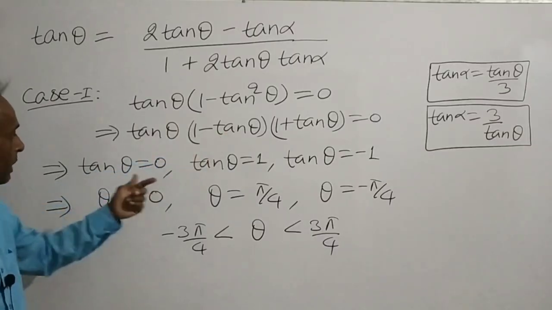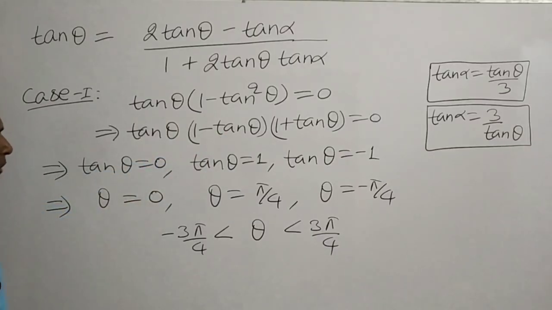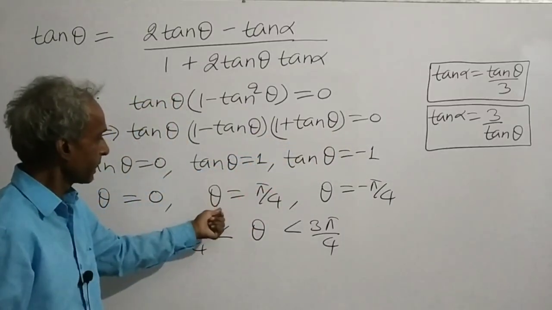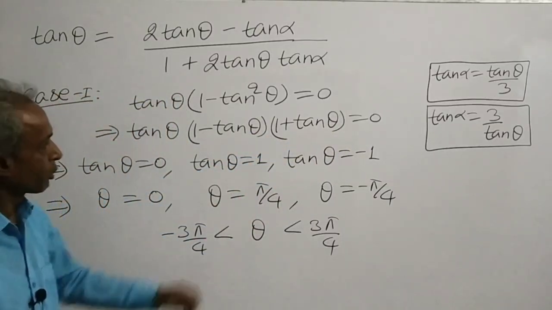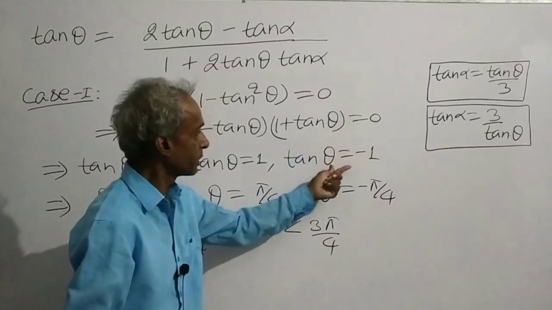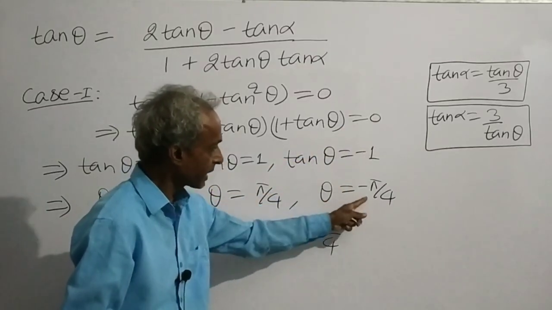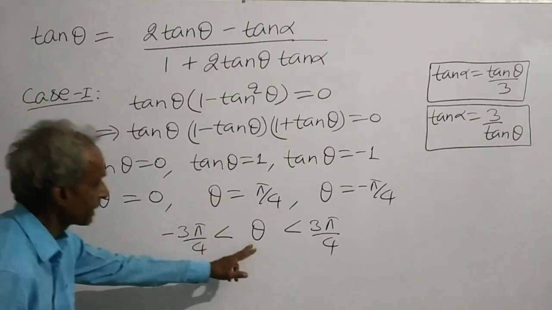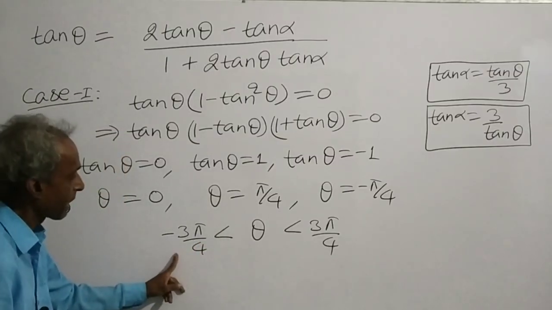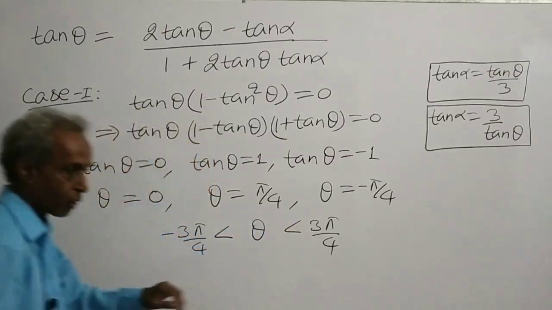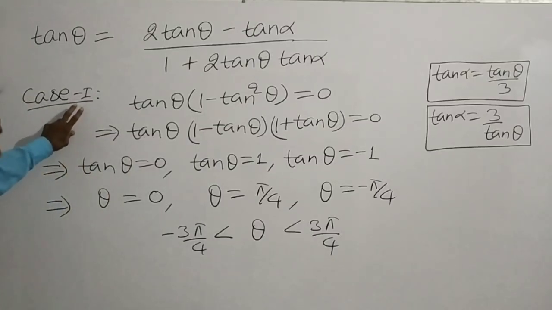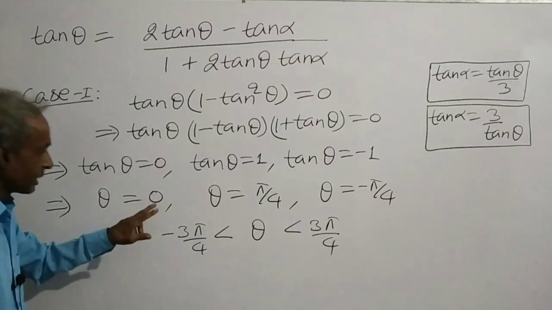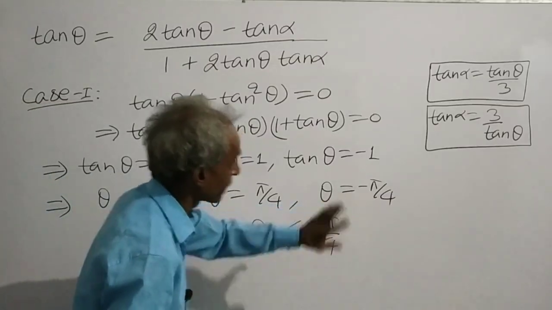When this is equal to 0, we get theta is equal to 0. When this is equal to 0, then we get theta is equal to pi by 4. When this is equal to 0, then we get theta is equal to minus pi by 4. Because theta lies between minus 3 pi by 4 and 3 pi by 4, thus, in case 1, we get 3 different real solutions.